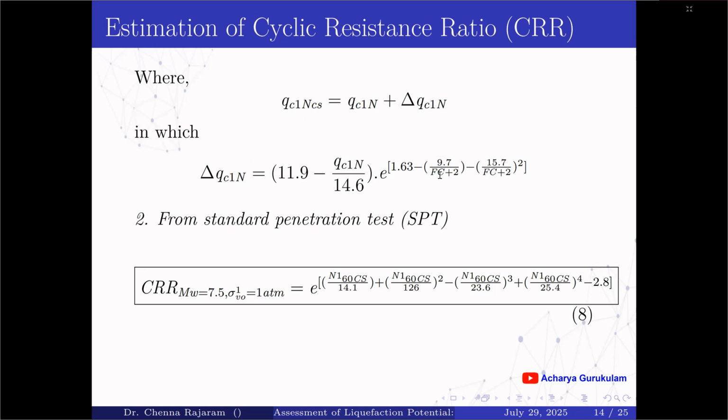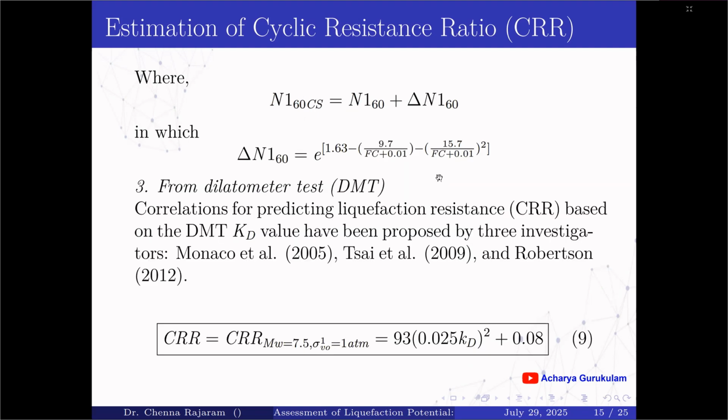Second, from standard penetration test, the equation is given similar to the first case. A lengthy equation is given here, where N160CS is equal to N160 plus delta N160, where delta N160 is equal to exponential of the term where FC is involved. FC is percentage of fines. The equivalent clean sand adjustments delta QC1N and delta N160 are empirically derived from the liquefaction case history data and account for the effects of percentage of fines, that is, the fines content.